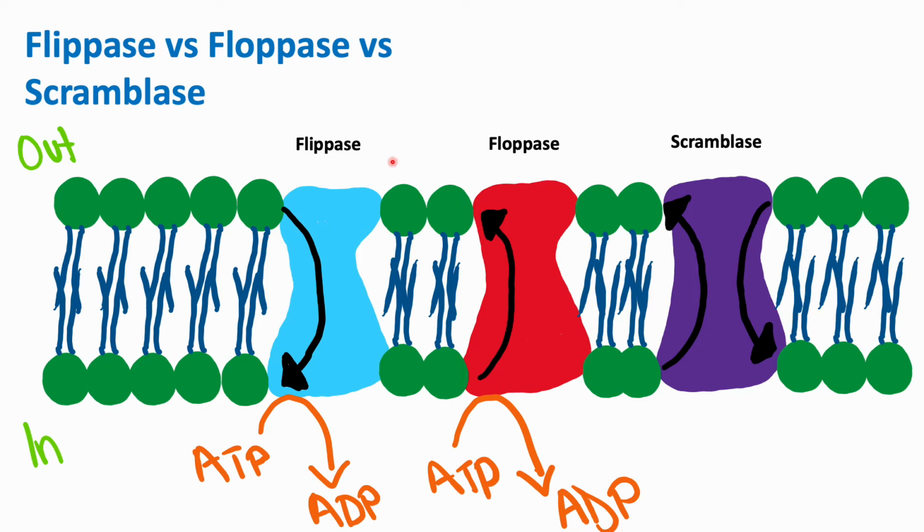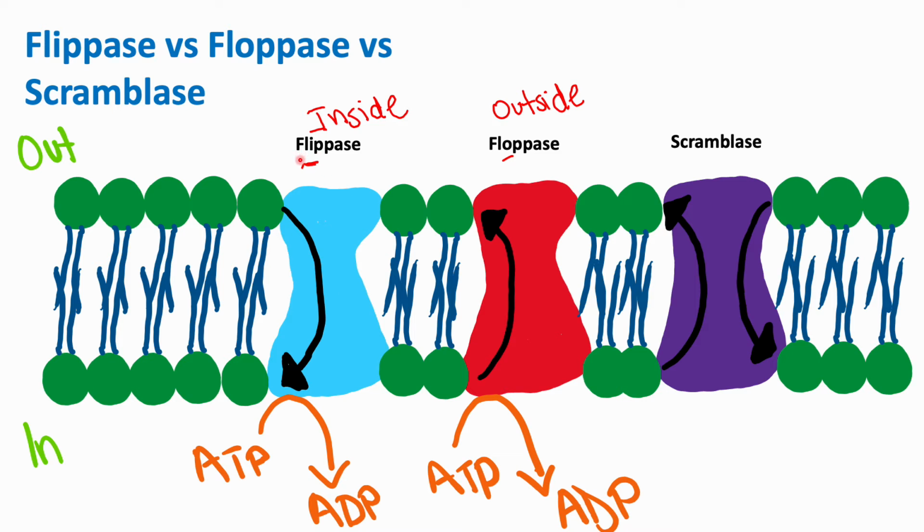So starting off with Flippase, a Flippase moves a phospholipid from the outside to the inside, whereas a Floppase moves a phospholipid from the inside to the outside. Now the way I remember the two of these is Flippase has the letter I in it, and Floppase has the letter O in it. So a Floppase phospholipid ends up on the outside, whereas a Flippase phospholipid ends up on the inside. So that's how I remember the two.